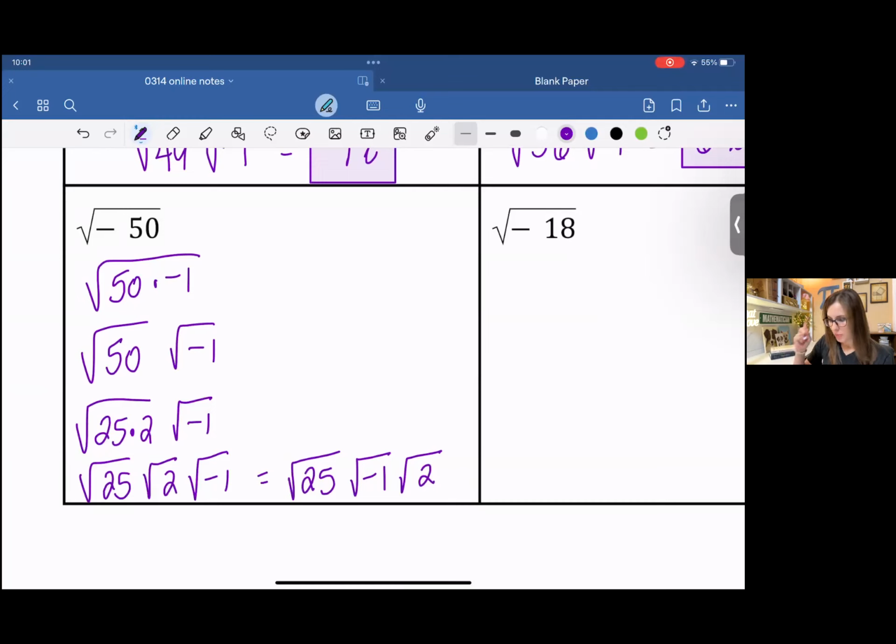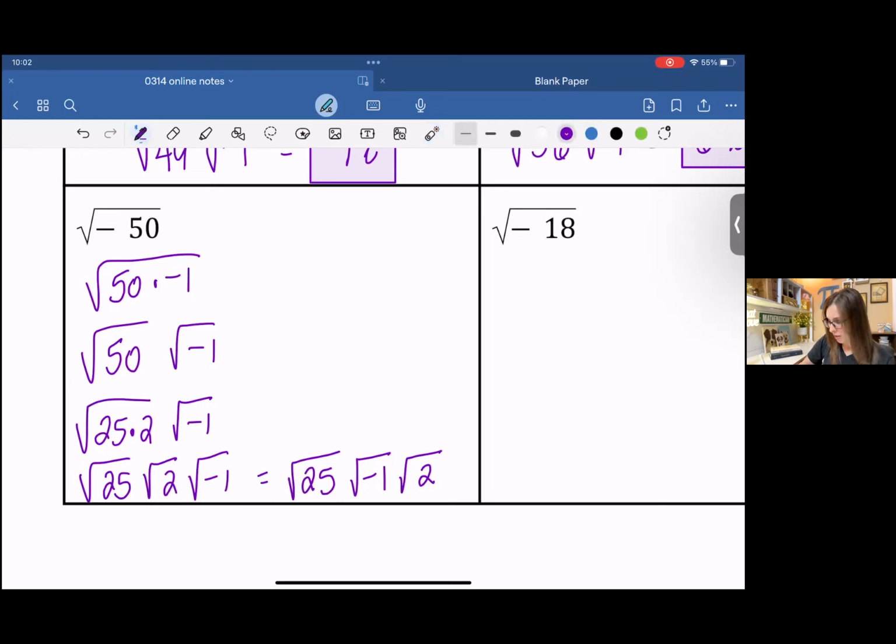The reason I did that is because square root 25, that's a perfect square. Square root -1, I know is I, but square root 2, I know is prime, so it's going to be left alone. So I just changed the order. It really doesn't matter, but I just like things to be in order that way.